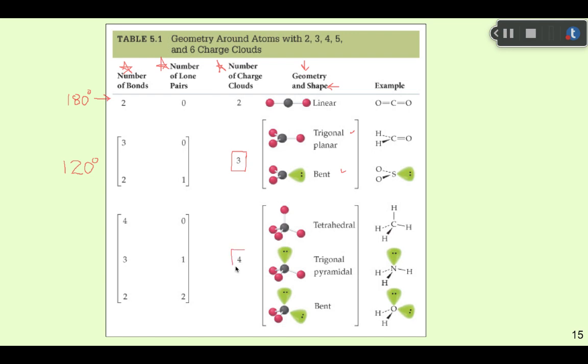And when you have 4 charged clouds, either bonds or lone pairs or combinations of those that add up to 4, we're down now in the tetrahedral section where the bond angle is somewhere around 109, but not always exactly that. There will be distortions when there's lone pairs. And so the possible molecular shapes are going to be tetrahedral, trigonal pyramidal, and bent.